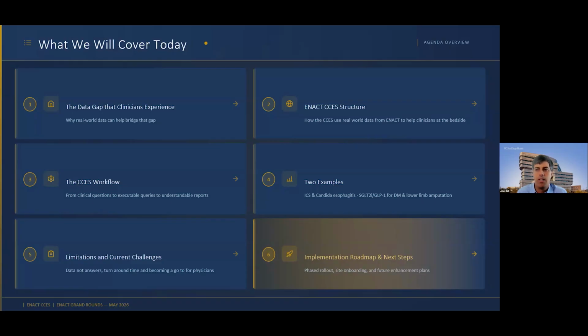And then we'll take you through some of the limitations and the current challenges we're experiencing, and also look at how we're trying to overcome those current limitations and challenges, as well as some of the roadmap for the future and some of the next steps that we're going to be taking with this service that we've developed.